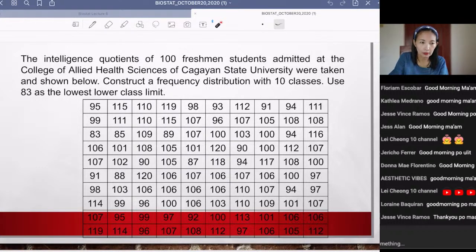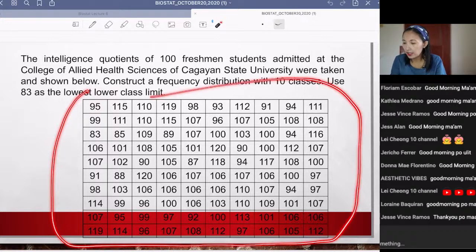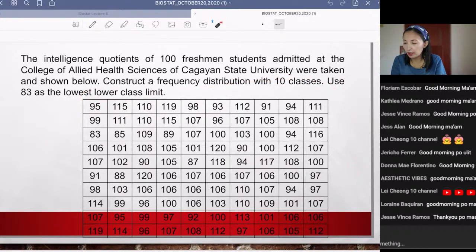So for instance, this is our data set. The intelligence quotients or IQ of 100 freshman students admitted at the College of Health Sciences of Cagayan State University were taken and shown below. Construct a frequency distribution with 10 classes. Use 83 as the lowest class limit.